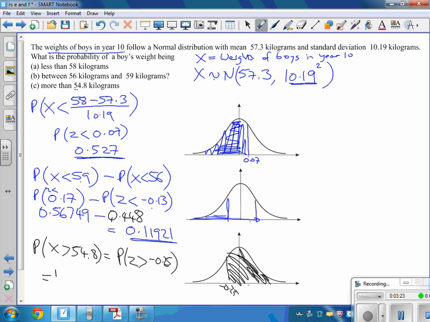So we're doing one take away the lookup value for this, and our final answer for that is 0.5987. Round it as required. I think the calculator gives you something slightly different. 0.59689 is what I got on my calculator.